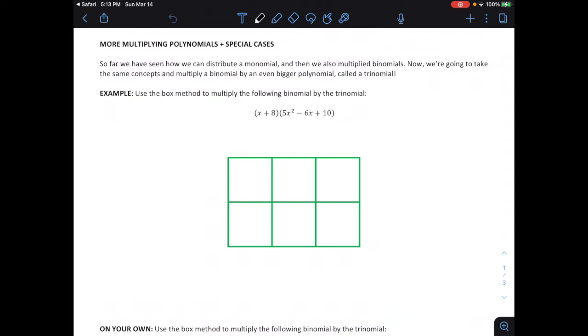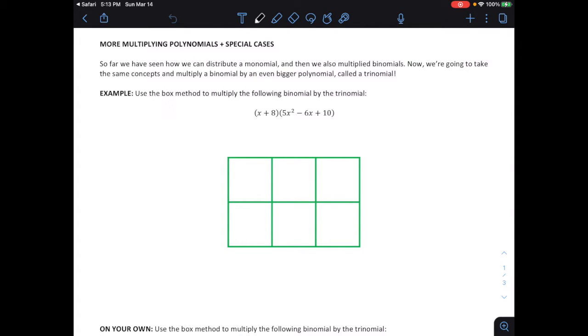All right, welcome back. One more week of polynomials, and then we'll be off to something new. So the last thing that we're going to talk about is multiplying polynomials that are more than just a binomial times a binomial, and then also some special cases.